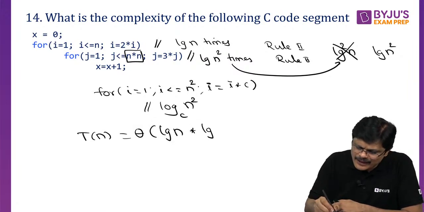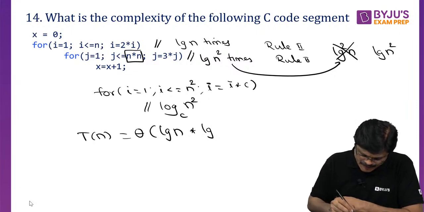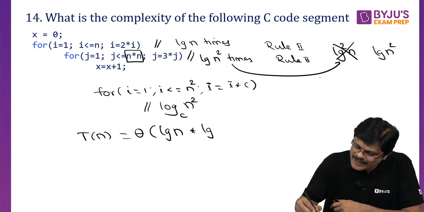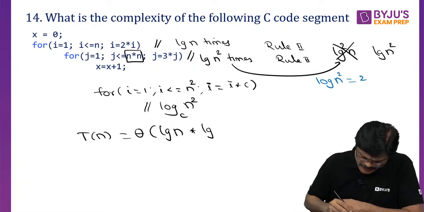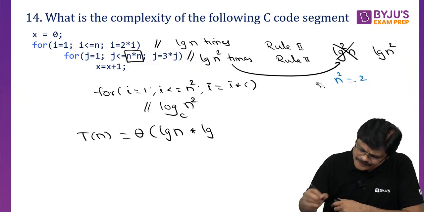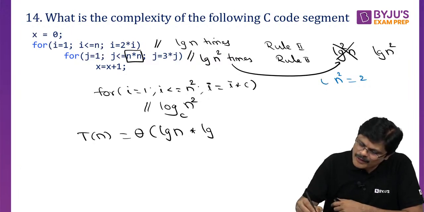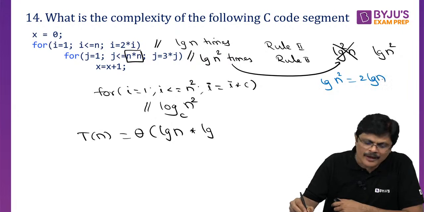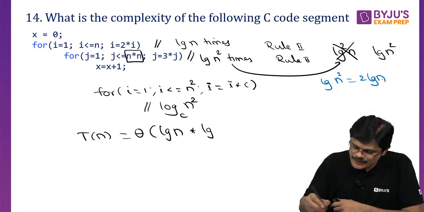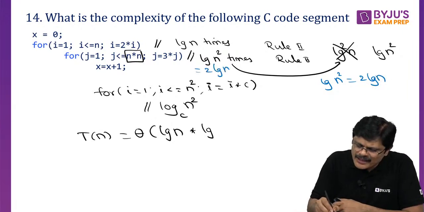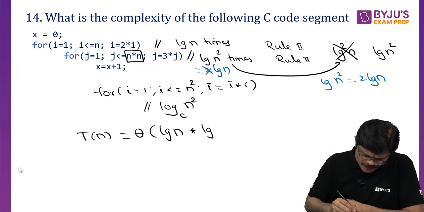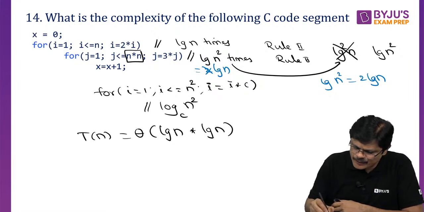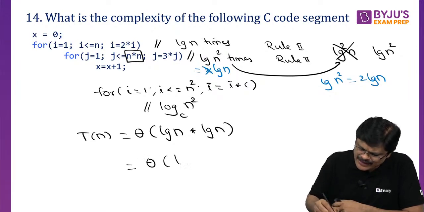But before writing, I simplify this here itself. Log n square is nothing but 2 log n. You can use base 2 also, log to the base 2. Log n square is nothing but 2 log n. This constant can be ignored. Therefore, the second one is also log n only, my dear friends. Log n into log n, which is nothing but theta log square n.